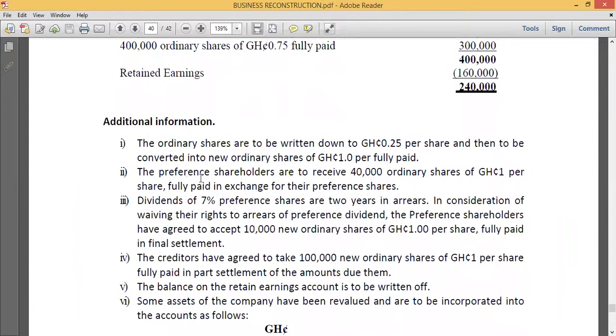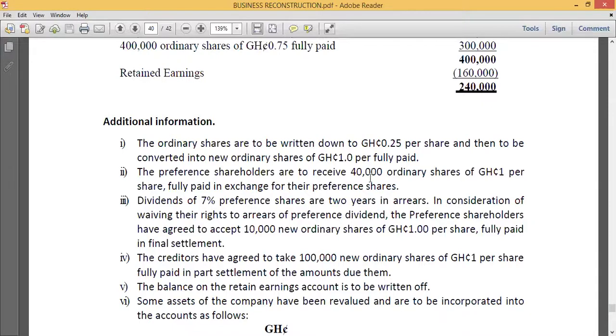Note 2 states that the preference shares are to be exchanged. The preference shareholders are to receive 40,000 ordinary shares of one Ghana cedi per share, fully paid, in exchange for their preference shares. So it means that the ordinary share capital will be increased by 40,000 shares in exchange for the preference shares. All the preference shares we currently have, we are going to cancel and then give them ordinary shares.